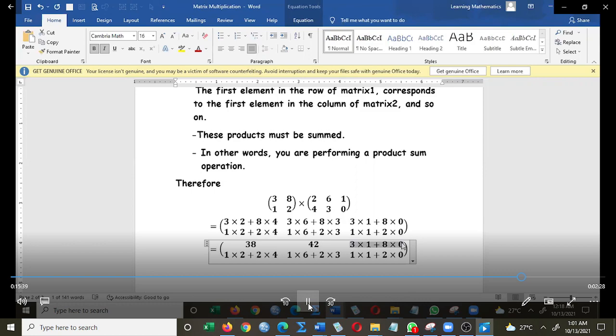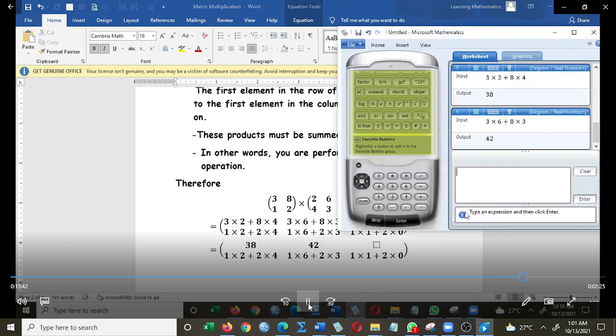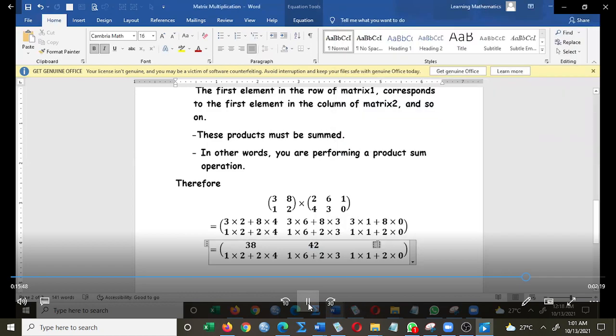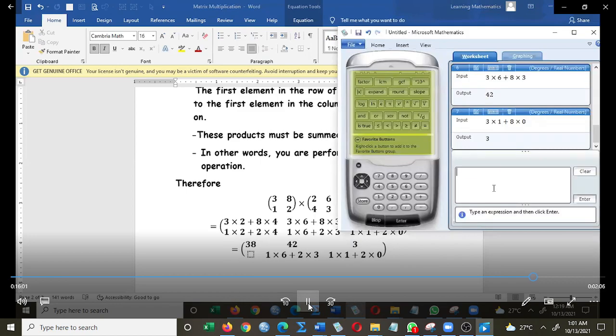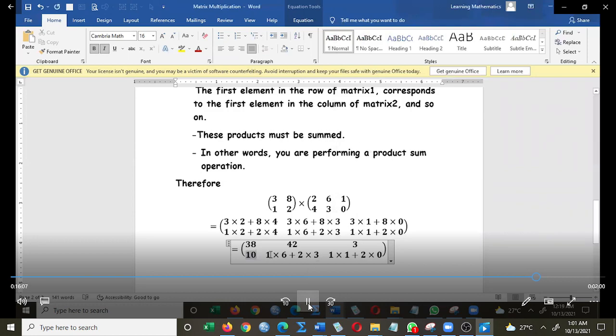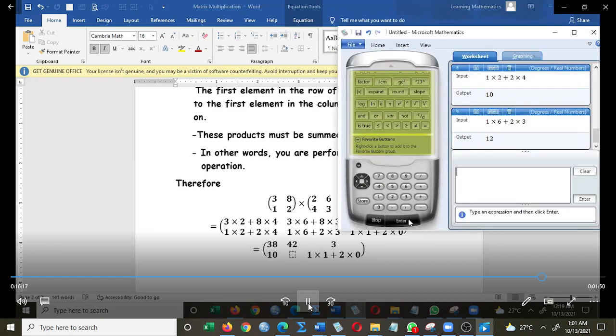Copy. I can just cut, paste, enter. So this is 1 times 2 is 2, 2 times 4 is 8, so that's supposed to be 10. But just to verify, here we go. 10. This one is another easy peasy. 6 and 6, that really was 12. 1 times 6 is 6, 2 times 3 is 6, plus 6 is 12.